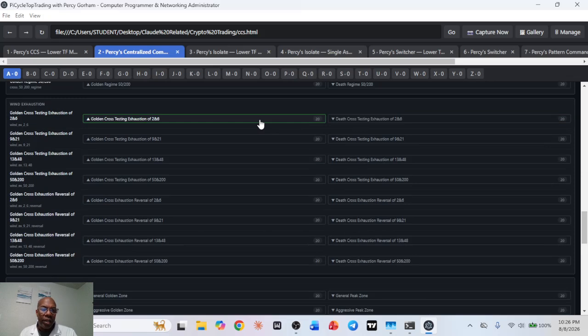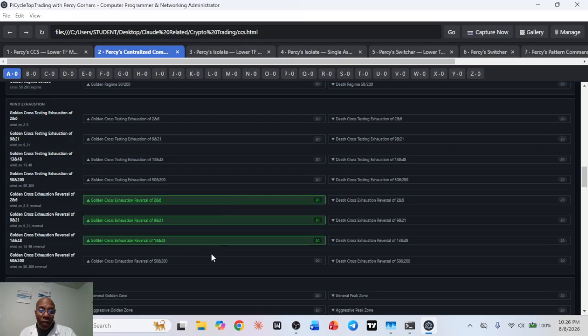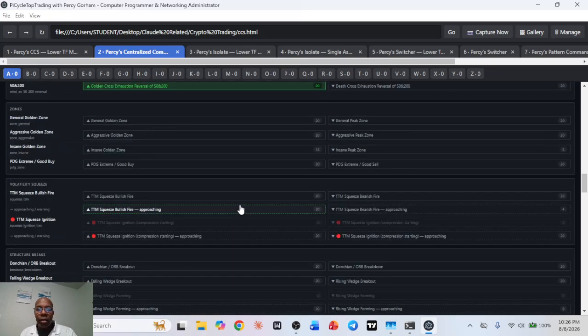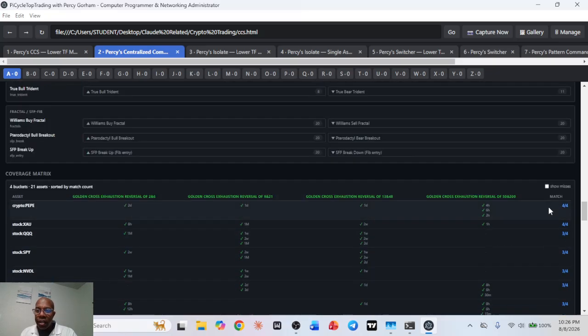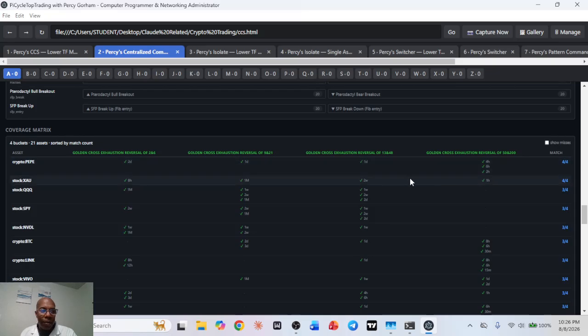Golden cross, testing exhaustion. All right, the exhaustion reversal, which means this golden cross exhaustion reversal was going down, but it got a bounce. That would be interesting, right? And then we can see that for the 9, the 21, the 2 and the 6, 13, 48, 15, and 200. Okay, let's just put all 4 of those on here and see what we got. 4 out of 4, 3 out of 4, 3 out of 4, 3 out of 4. Let's see what's making it to these here.